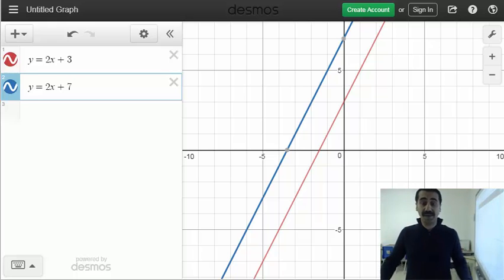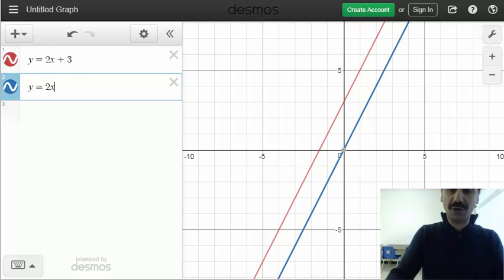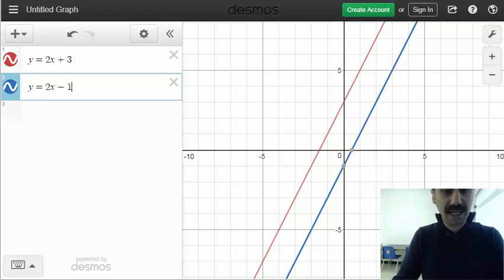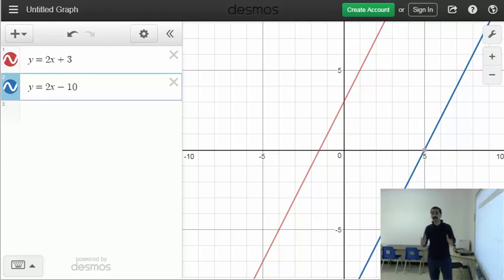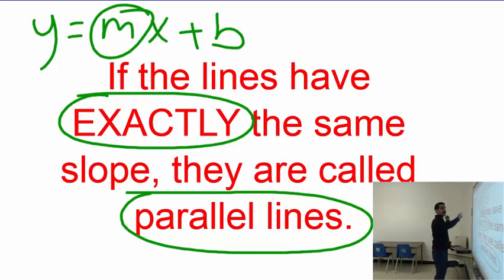It can be plus 7, for example. The two lines will be parallel lines. It could be minus 10, for example. Doesn't matter. These two lines will never meet. They will be parallel to each other. So that's the only condition. And let's just go ahead and do lots of examples.